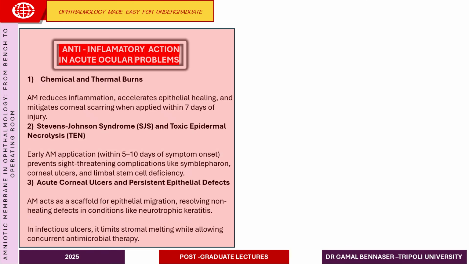So by understanding the context-dependent role of the amniotic membrane, we can understand its role in the management of acute ocular problems. Acute means like in chemical burns or thermal burns. We can immediately use the amniotic membrane on the surface of the patients, so that this will reduce the inflammation, but at the same time it will accelerate the healing and prevent the scarring.